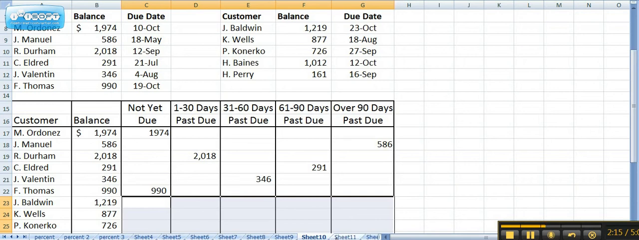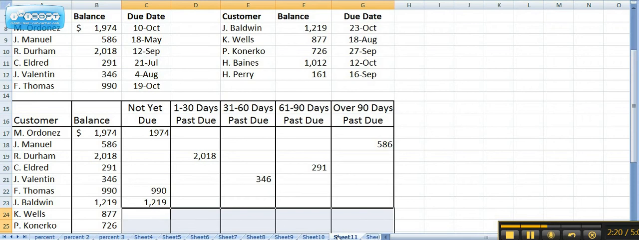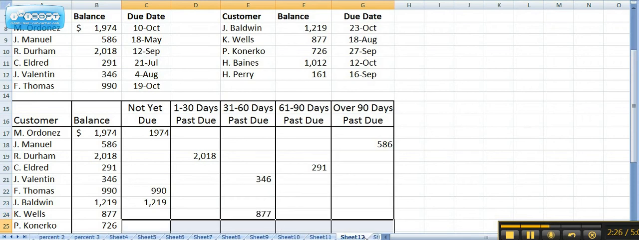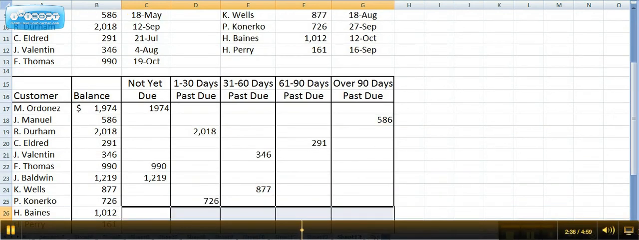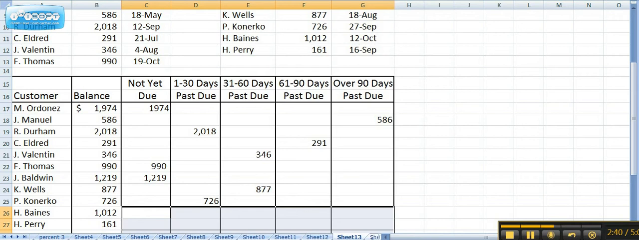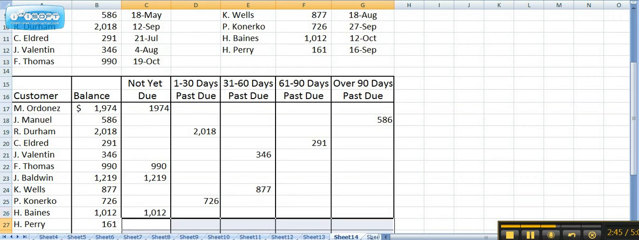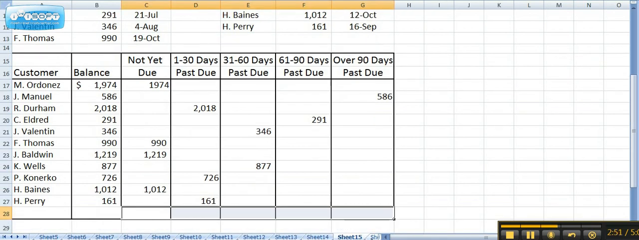Baldwin has a due date of October 23rd. So again, this is another one that's not yet due. Wells was due on August 18th. So we put Wells in the 31 to 60 days past due. Canerco was due on September 27th, so it was just due 3 days ago. So we put that into 1 to 30 days past due. Baines isn't due until October 12th, so that's not yet due. And then Perry was due September 16th. So that's 1 to 30 days past due.